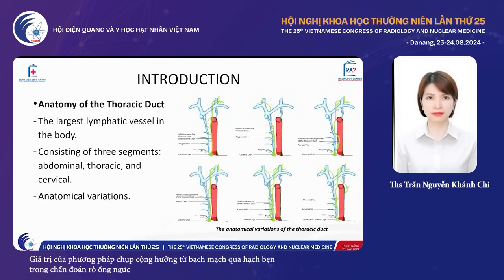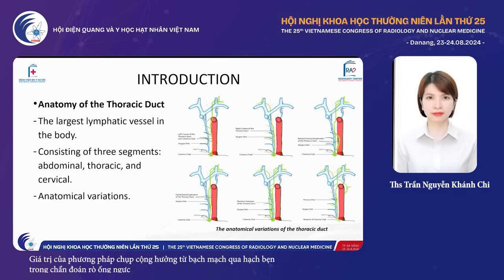About the anatomy of the thoracic duct, it is the largest lymphatic vessel in the body. It consists of 3 segments, abdominal, thoracic, and cervical, with the thoracic segment being the longest. The thoracic duct exhibits numerous anatomical variations. There are 6 main variations.